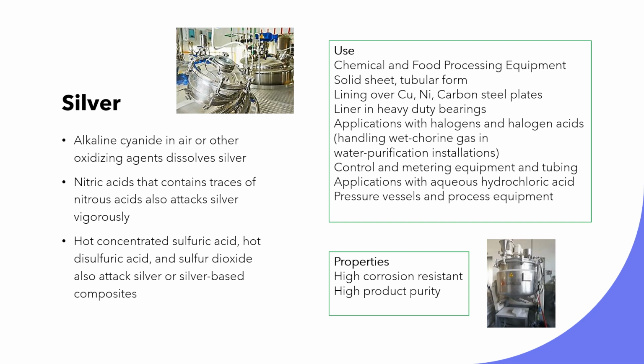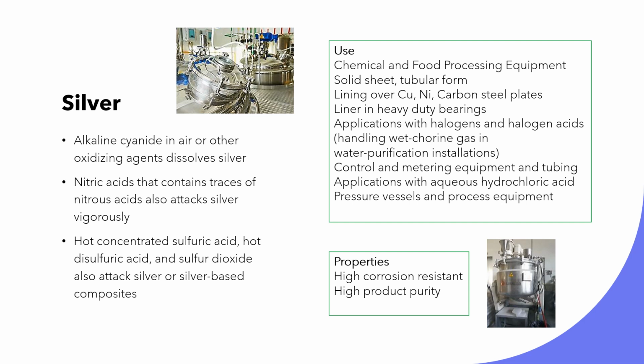Alkaline cyanide in air or other oxidizing agents, they can dissolve silver. So nitric acids, okay, that contain traces of nitrous acid, these can attack silver vigorously. Hot concentrated sulfuric acid, hot disulfuric acid, and sulfur dioxide can also attack silver or silver-based composites. General property, they're highly corrosion resistant, they have high product purity.